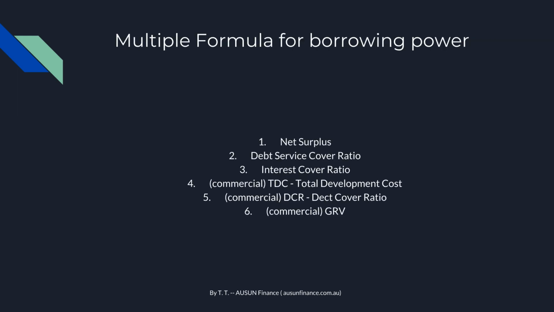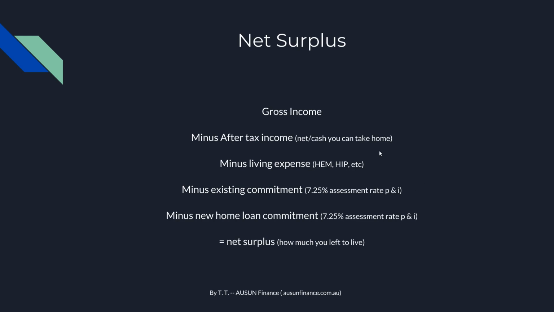Okay, so there are multiple formulas for borrowing power. Some are residential, some are commercial. So first point is net surplus, which we'll demonstrate in this video today. Second one is debt service cover ratio, which is a bit outdated, right? In the old time, people have lower average income in Australia. The third one is interest cover ratio. So I think number 3, 4, 5, 6 are more for commercial, but I just list out for your interest for future videos. Okay, so net surplus.